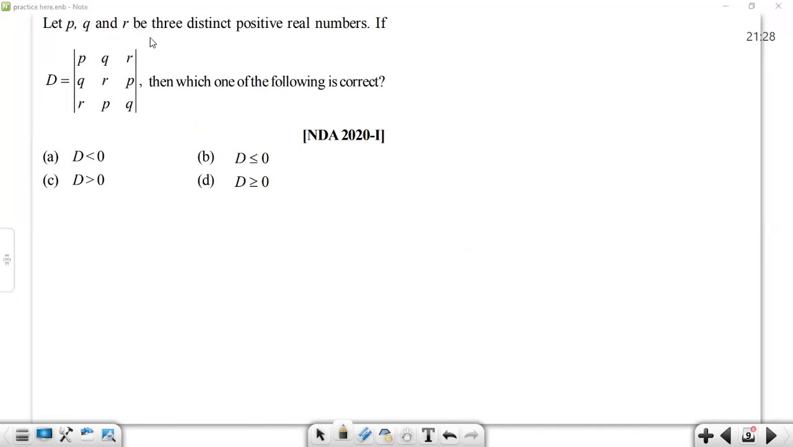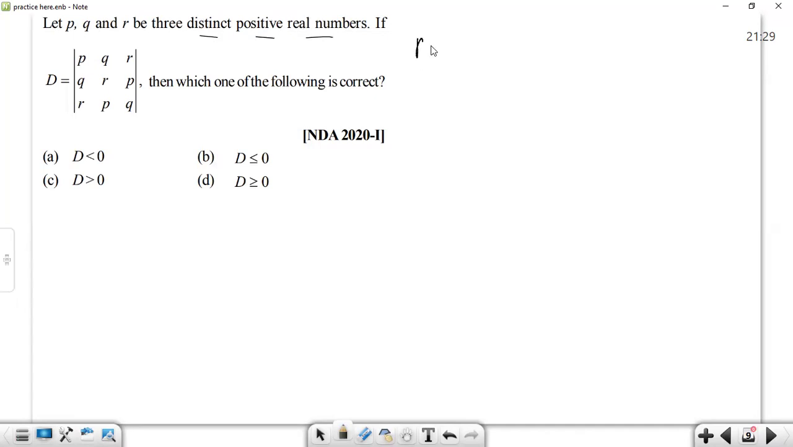Let P, Q, R be three distinct positive real numbers. If the determinant D is the determinant with rows P, Q, R; Q, R, P; R, P, Q, then which one of the following is correct? Since P, Q, R are three distinct positive real numbers, we can just consider values, because the only condition is that they should be distinct and positive real numbers. Distinct means they should be different numbers, and positive means they have to be positive real numbers.